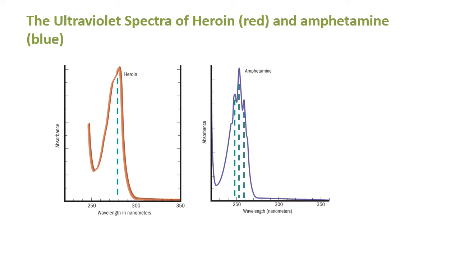So I can have a library or database that says I know which wavelengths amphetamine can absorb, and I know which ones heroin can absorb, and by looking at these I can identify which compound I have. It's fairly simple and nice, but it's not as specific as infrared.